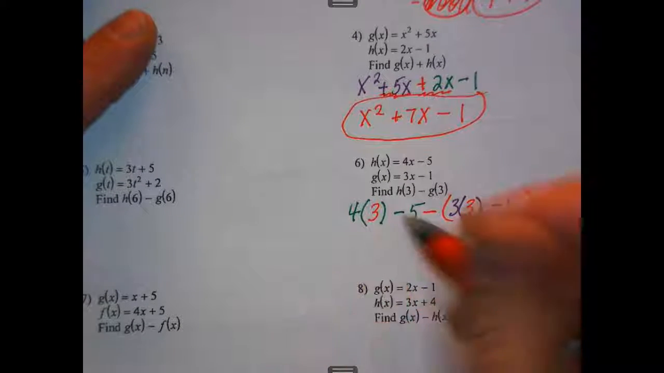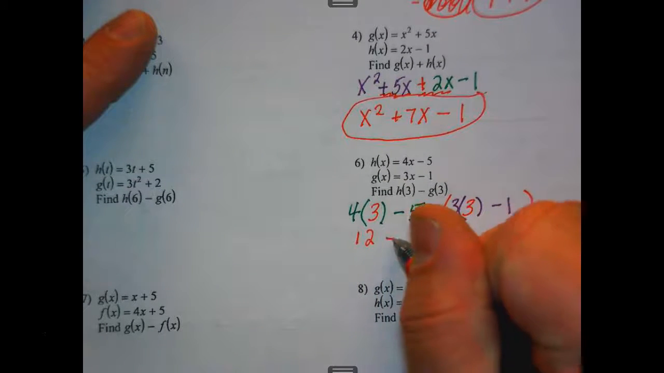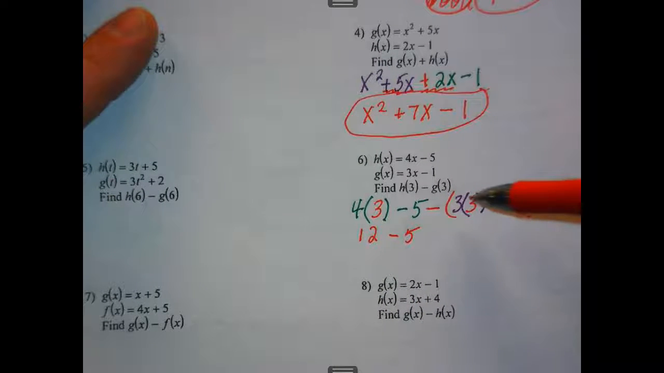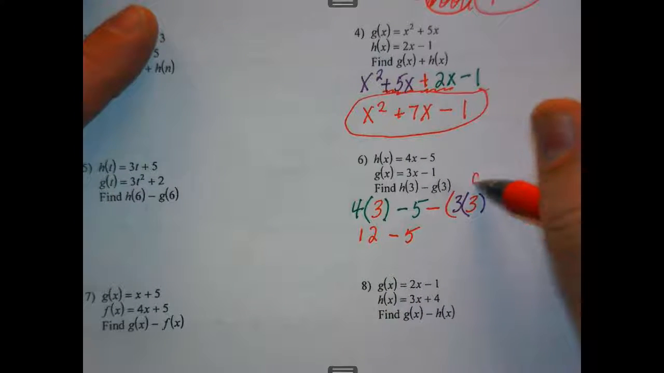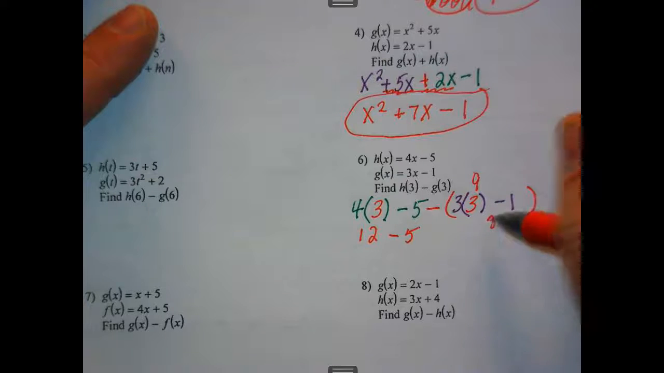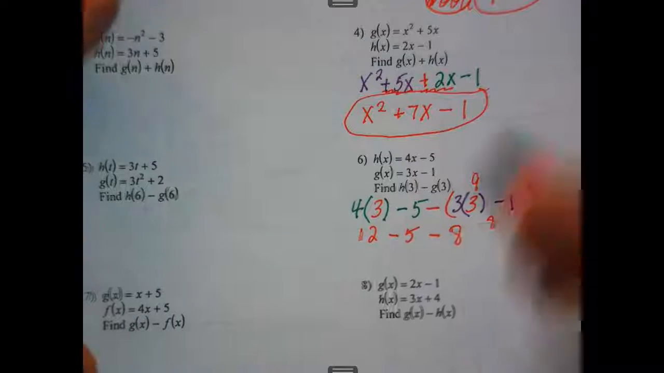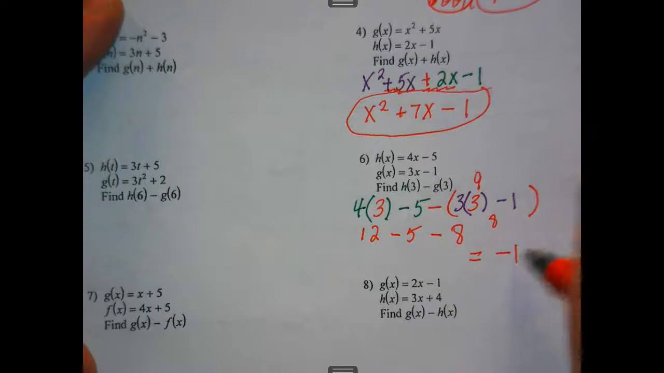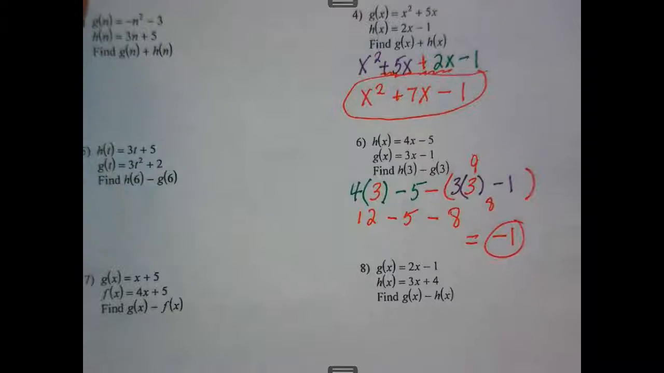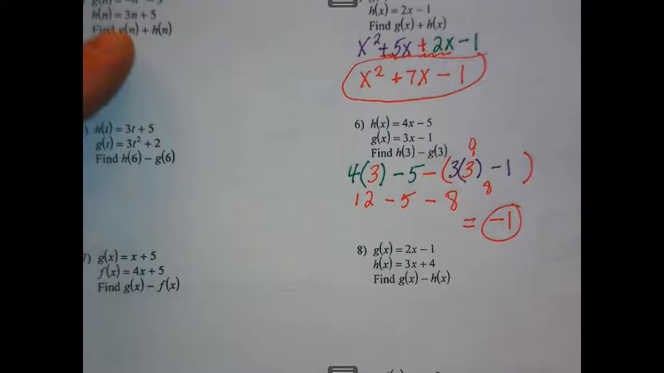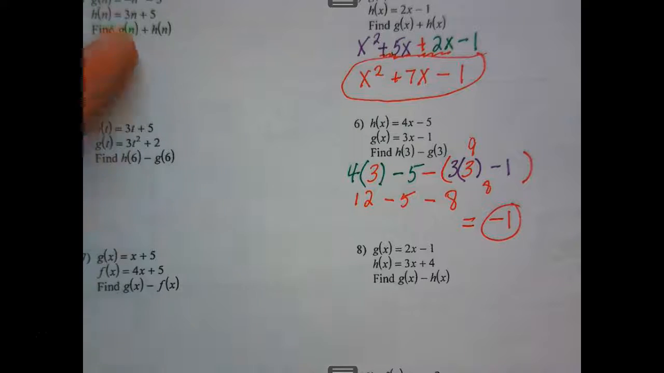Okay, 4 times 3, 12 minus 5. Let's see, 3 times 3 is 9. 9 minus 1 is 8, so I have minus 8. So 12 minus 13. Negative 1. Did you guys get this right? Well, that's what happens when you don't do parentheses, is that you make easy mistakes.